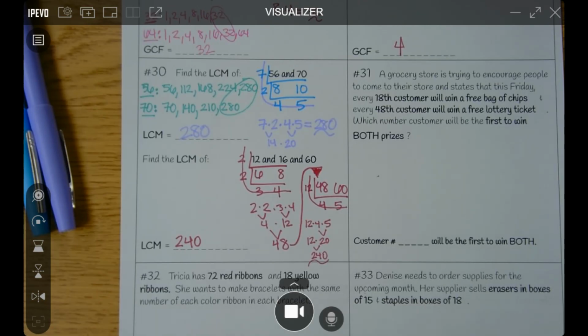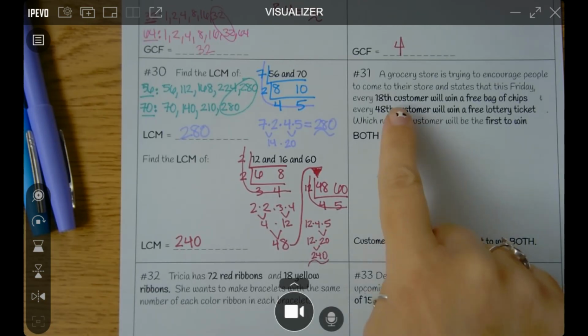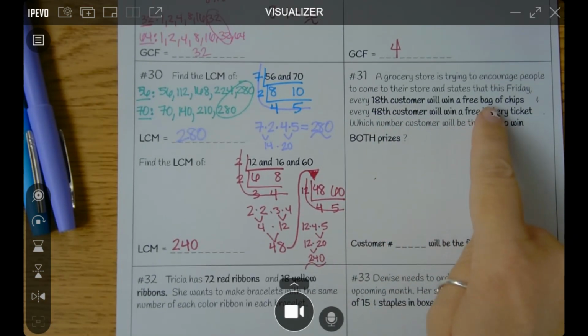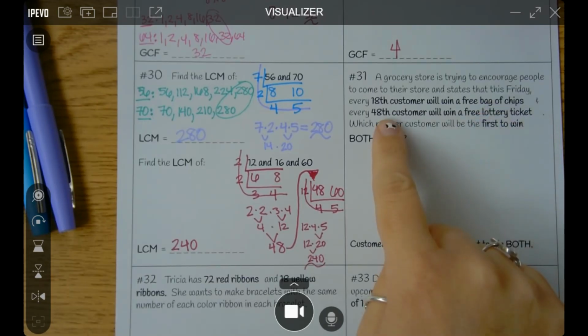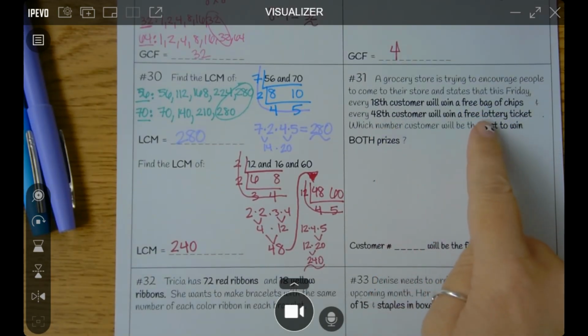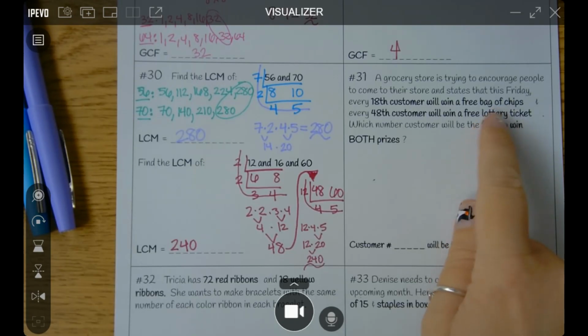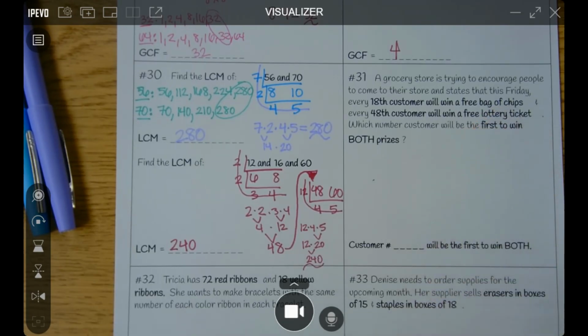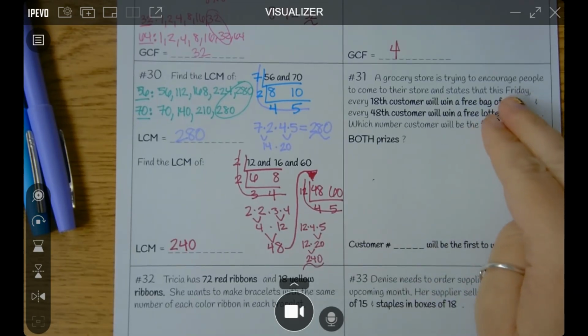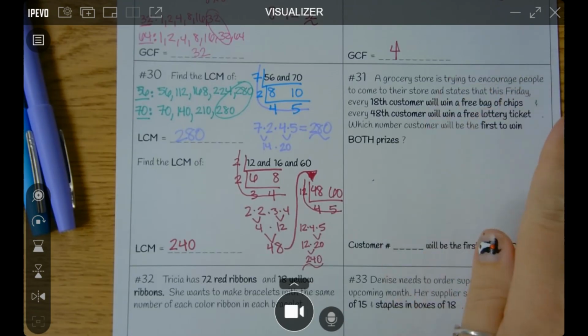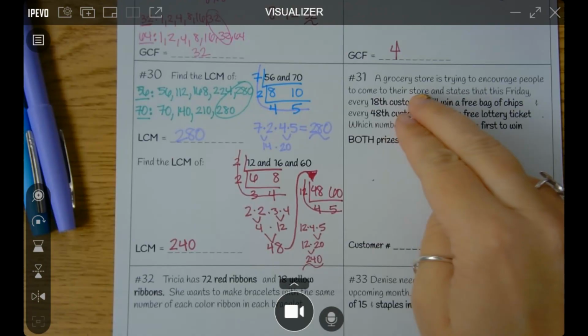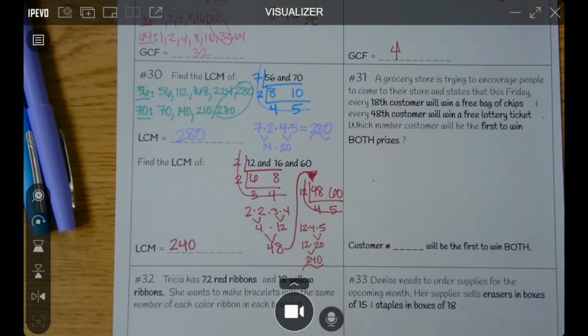Now, what's tricky about these is that sometimes they're like, hey, the 18th customer is going to win like a $5 gift card, and the 48th customer is going to win like a $150 gift card. And then you have like all these numbers. You have 4 sets of numbers in the problem. These are just the prizes. So that's not part of it because they want to know which customer is going to be the first to win. These 2 numbers are the customers. Okay, don't fall for that trap.